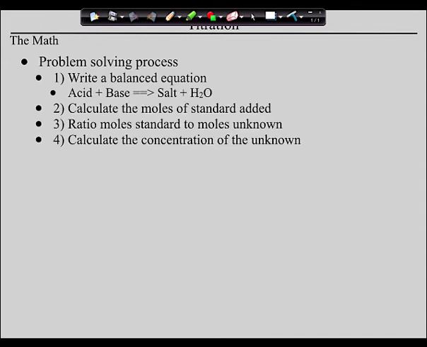Well, guys, it goes like this. This is the math, and you want to include this in your notes. It's a 4-step mathematical process. Step number 1 is write a balanced equation. Step 2 is calculate the moles of standard. Step 3 is the mole-to-mole ratio of unknown or standard to unknown. And then the last step, the goal, is to calculate the concentration of the unknown.